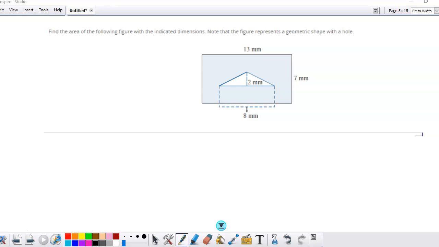Mathematically, taking something out would be subtraction. So this is actually pretty straightforward once we break it down. So let's do that. We are, as I've already mentioned, looking at two main shapes. Those shapes are a rectangle here and then a triangle here. So let's pull the area formulas for each one of those.